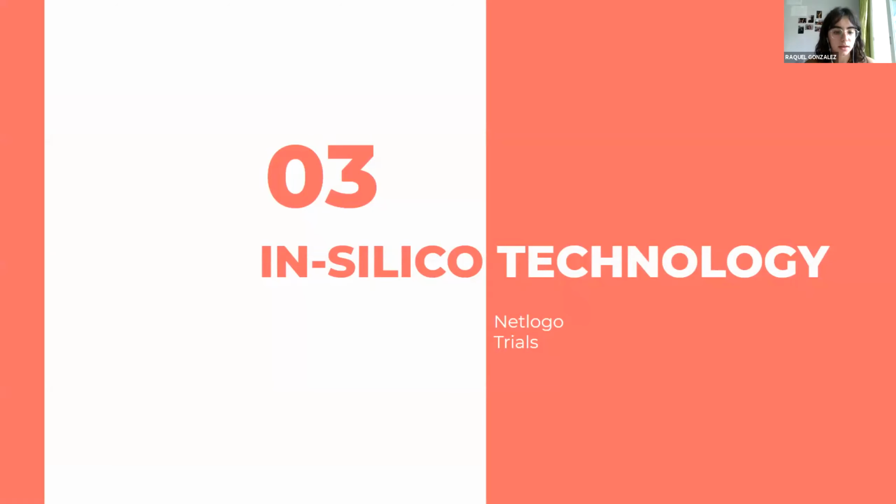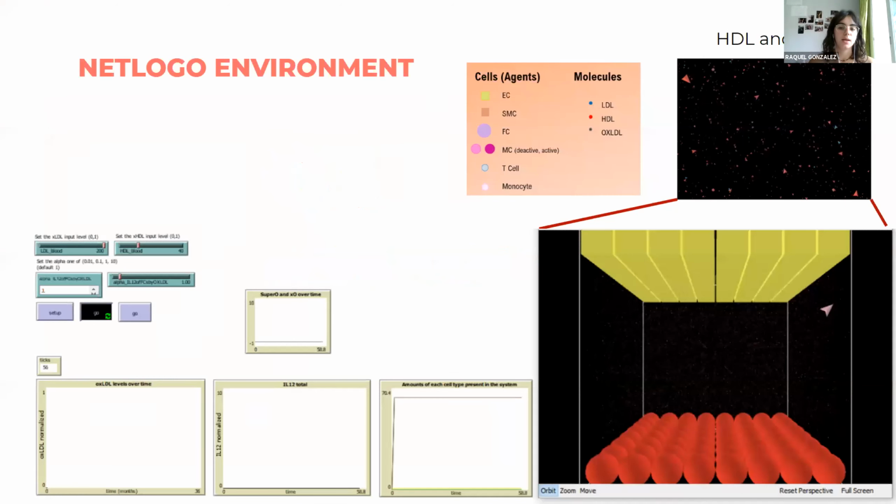Okay, so now into the in silico technology. To be able to simulate this system, we developed our code in the open source NetLogo programming language, which is useful for agent-based modeling environments. It has a nice visual interface where you can explore sliders, graphs, dialog boxes, and more. We are using 3D NetLogo, and here you can see an example of the interface we developed.